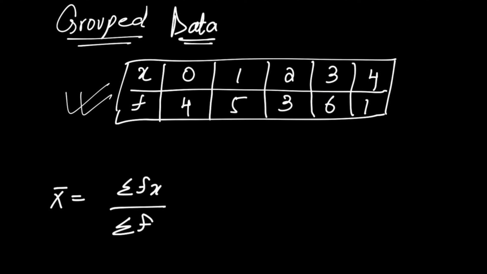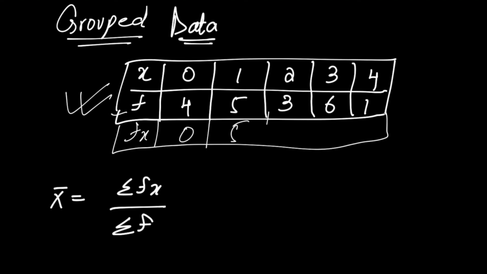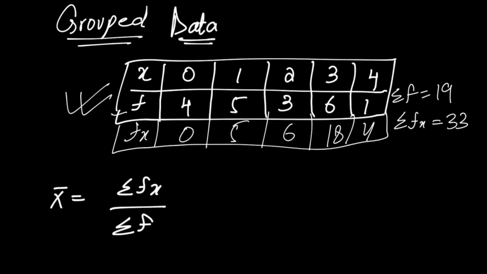So we will use this formula. The mean is basically equal to the sum of fx upon the sum of f. First of all, we will take out fx. fx is basically the multiple of x and f, the frequency. So 0 into 4 is 0, 5 into 1 is 5, 2 into 3 is 6, 3 into 6 is 18, and 4 into 1 is 4. So we take the sum of fx, which is 33, and the sum of f, which is 19. And this gives us 33 upon 19, making the mean 1.737.